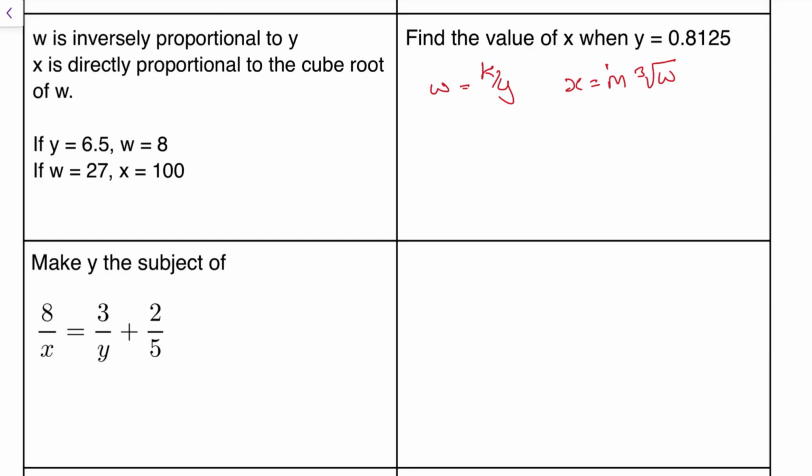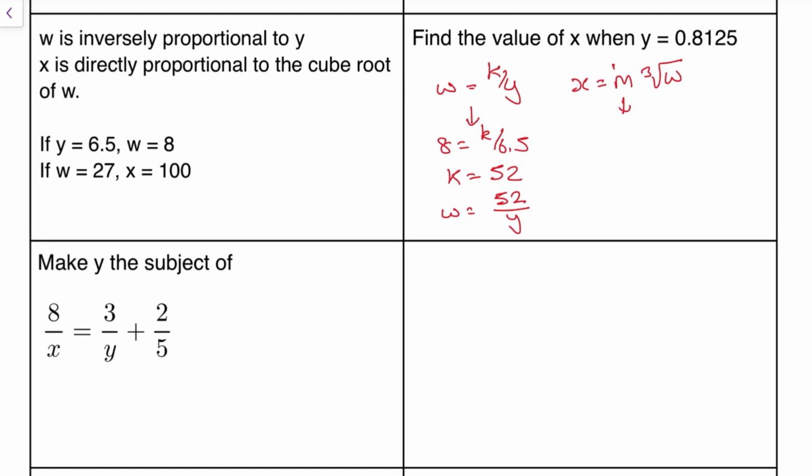Right. So in other words, I need to link X and Y together. So what I can do is use the values here of Y and W in the question. So W is 8 when it's K over 6.5, which means my K is equal to 52. So therefore my W is equal to 52 over Y. Now, let's find out M, using these two here. So if W equals 27, X equals 100. So 100 equals M, that I don't know, times the cube root of 27, which is 3. So therefore M equals 100 over 3. Not a very nice number, but that's fine.